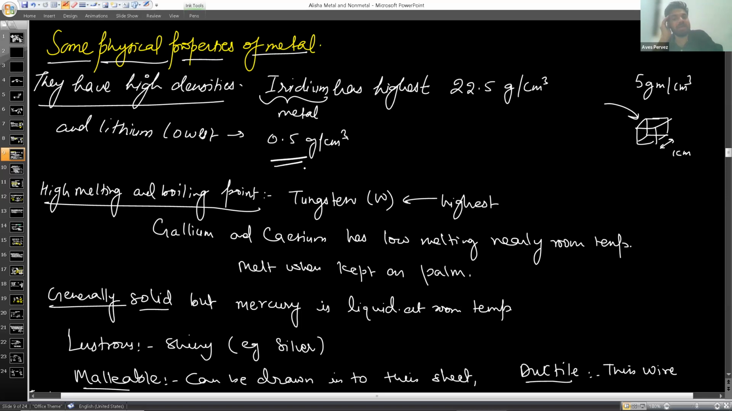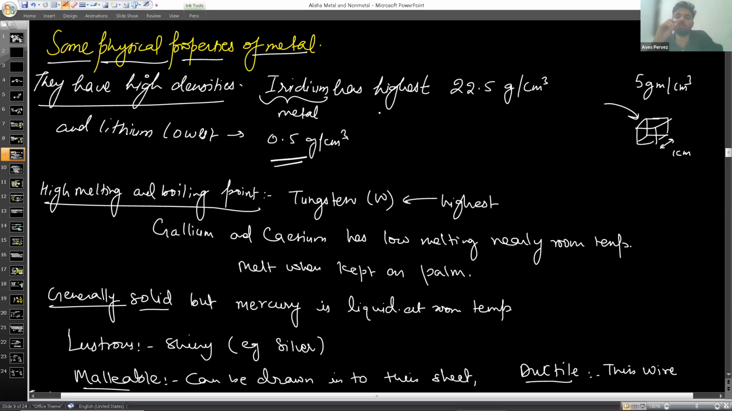So metals generally have high densities, while non-metals have low density. They are generally gaseous. So metals have high densities. The highest density is 22.5 gram per centimeter cube.